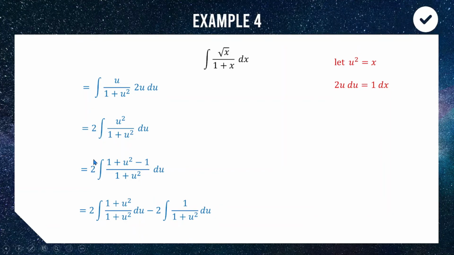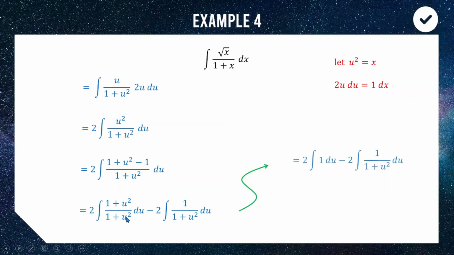Keep in mind that that 2 at the front of your integral needs to distribute to both of your two integrals when you split them apart. So if you miss this 2 here, you're going to get the question wrong. Okay, now it gets a bit easier because 1 plus u squared over 1 plus u squared is of course just equal to 1.